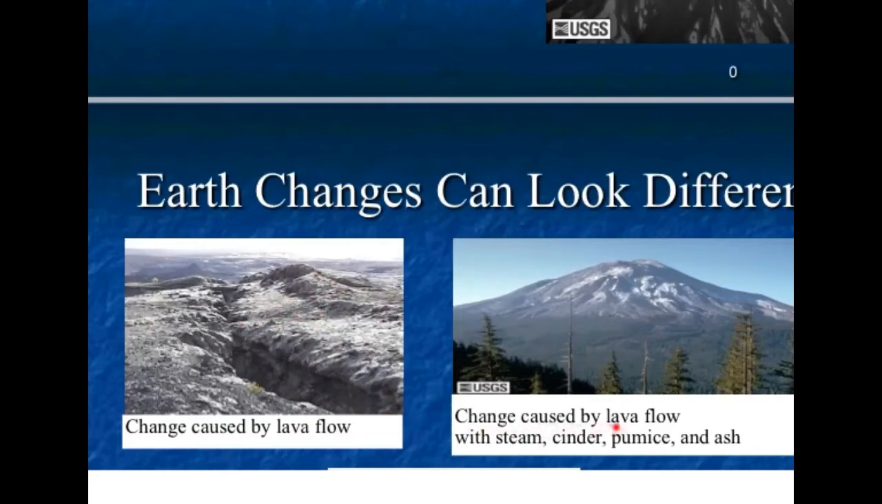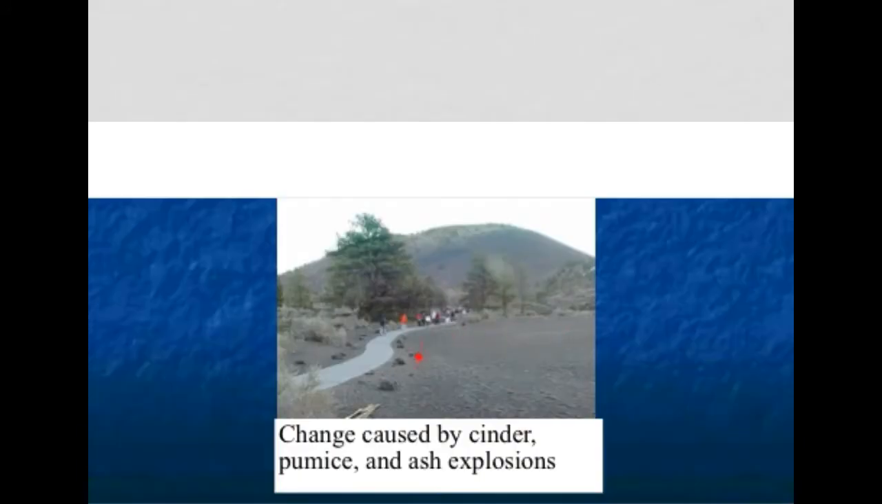Okay, changes can be caused by volcanoes with steam, cinder, pumice, and ash. Those hot gases and hot ashes that come out of volcanoes can change the way the land looks. You can see here's a picture of the forest and the mountain. The landscape can change so that it knocks out trees, covers them with bits of ash, and poisons the ground so that it's very hard for plants to grow back.